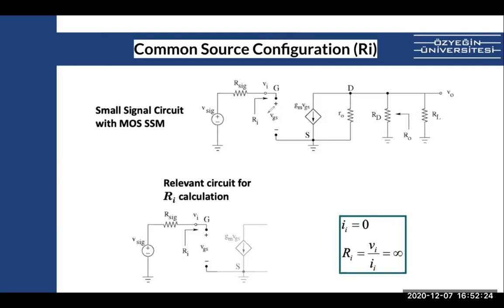So for now, this is a small signal model. And the input impedance is, as you can see, it's not connected, so it's infinite. So let's look at the output impedance.